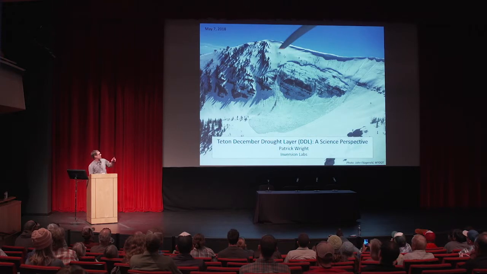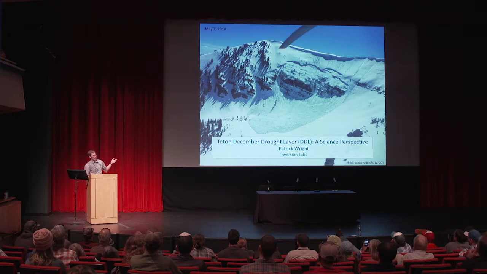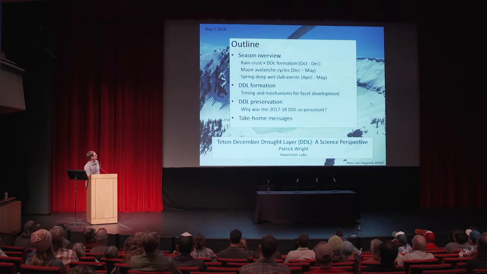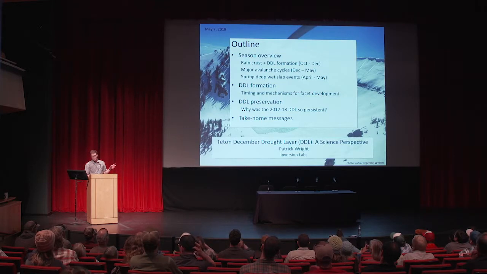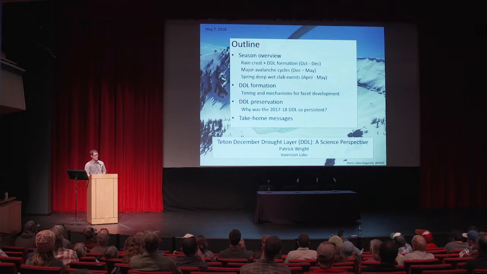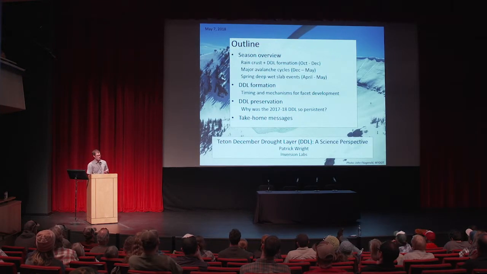So I'm going to talk more about these spring events on Mount Taylor in particular, and then really try to look at the weak layer that was responsible for these events, the formation and the preservation of that layer. Here's the outline that I'll look at. I'm going to start with the season overview, go pretty quick through the whole season and look at the weather patterns, really focusing on the fall. And then look at the formation of this weak layer, some of the mechanisms that were at play, and very quickly talk about the preservation of that layer throughout the season and how it was able to persist all the way to the spring to have big, deep events like this.